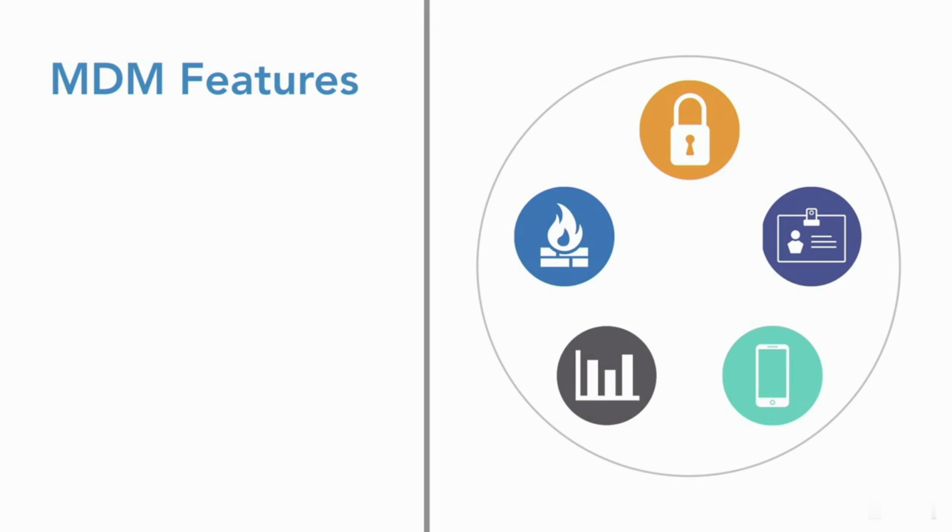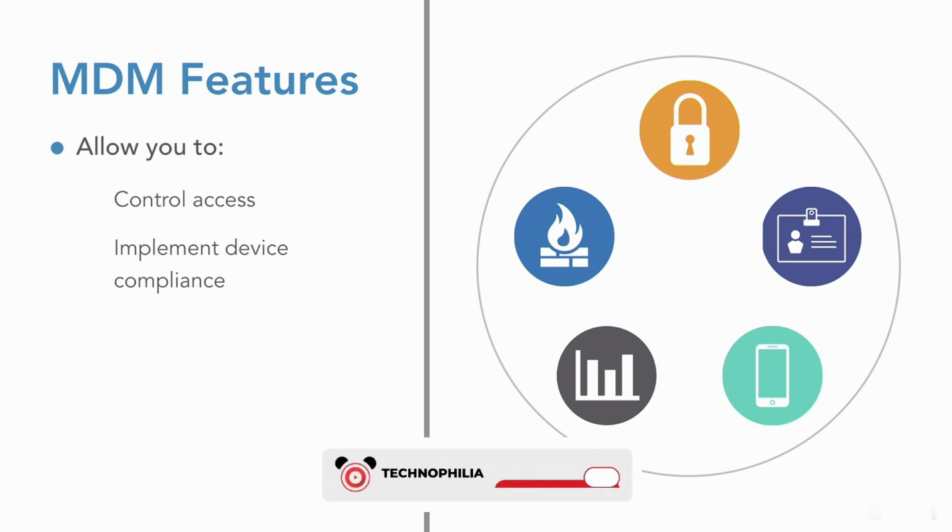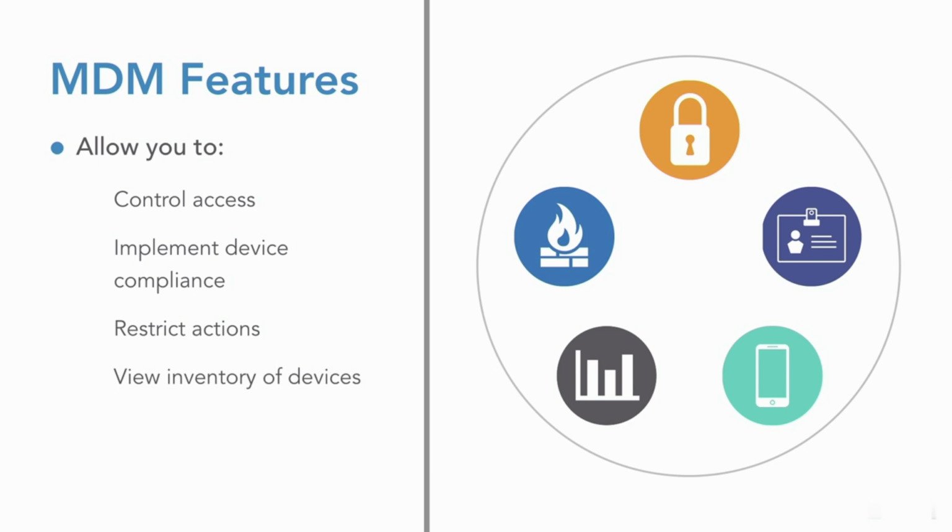The MDM features allow you to control access to corporate resources and information. Implement device compliance to ensure that devices meet corporate standards before being allowed to interact with corporate resources. You can restrict actions such as cut and paste to stop unauthorized data sharing and data loss. You can view a full inventory of devices that have been used within your organization and implement device security and data protection measures.